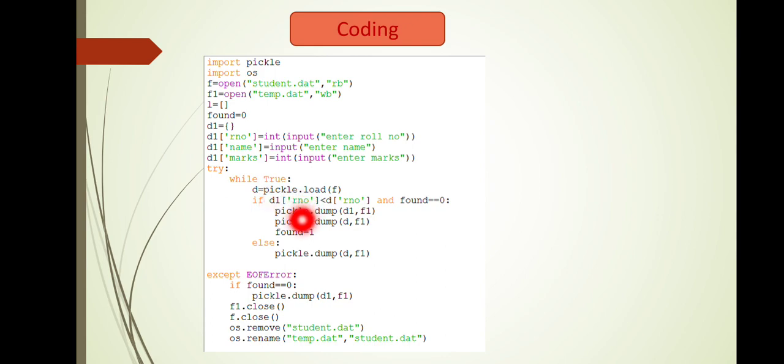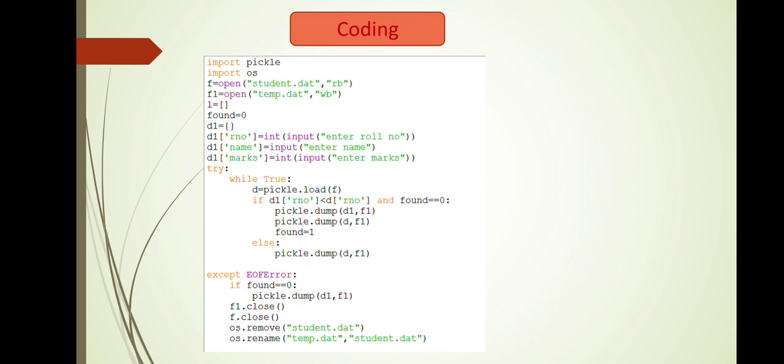Now the new record roll number is checked with the read record roll number. If the new record roll number is less than the read record roll number and found is 0, that means the new record is still not written. Then what method will we adopt? We will first write the new record, then the read record. But if this condition is false, or the new record is already written, that is found is 1, then we will not perform these statements, but we are going to simply write the read record in the file.